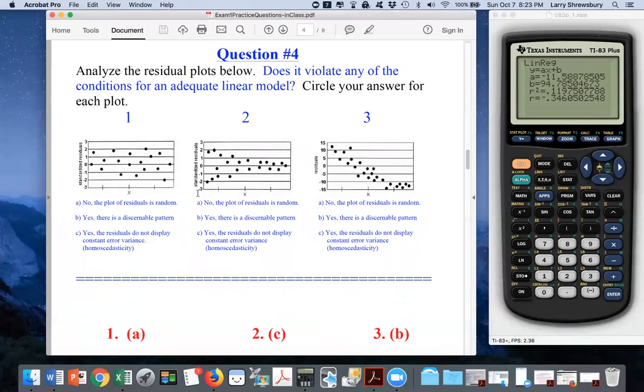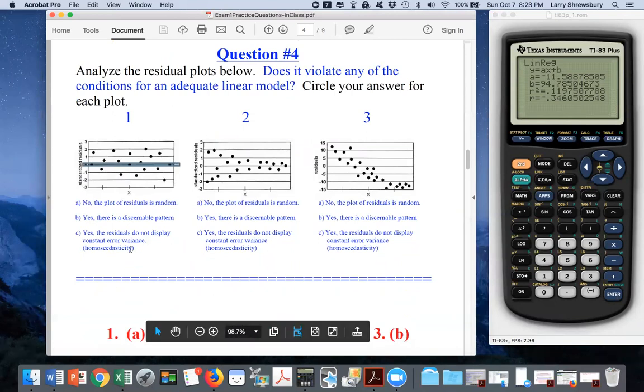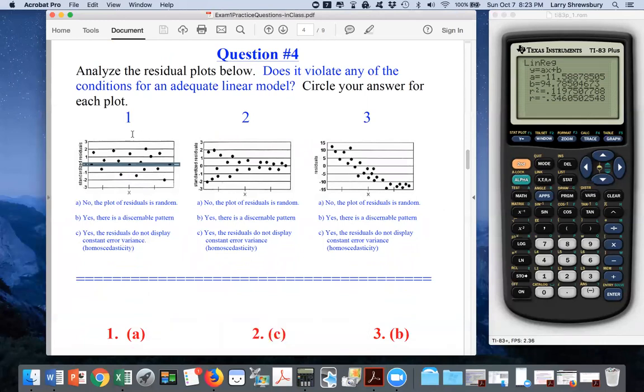So notice that, hey, see how around this residual line, they're fairly constant throughout? That's constant error variance, or homoscedasticity. That's good. And there's no discernible pattern. This means the conditions are met for the linear model. Great. None of the conditions were violated. But what about on this one?